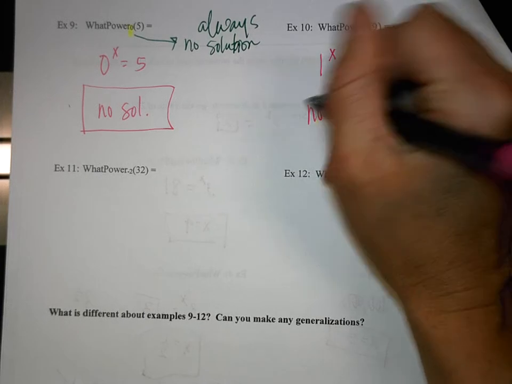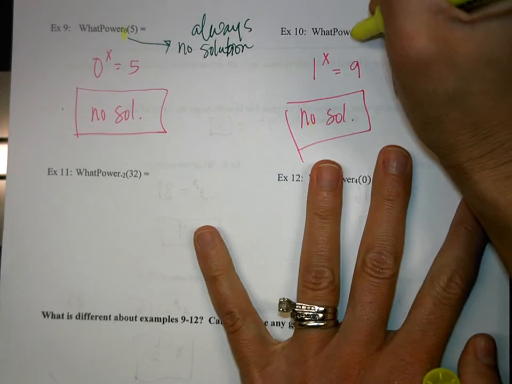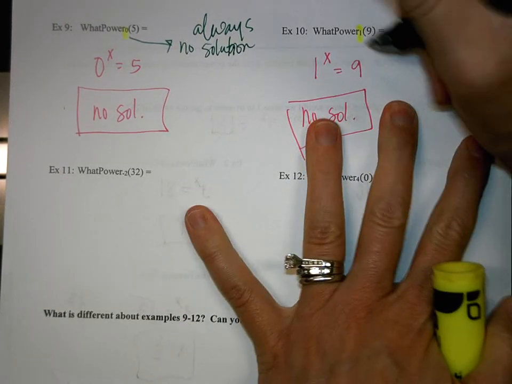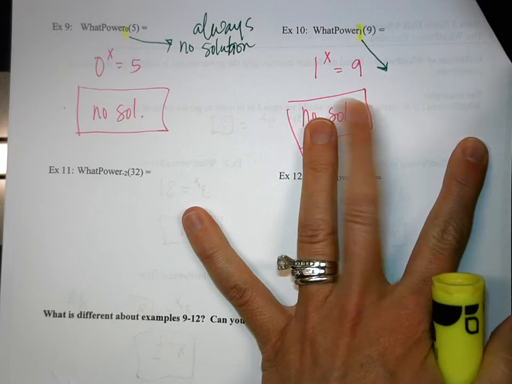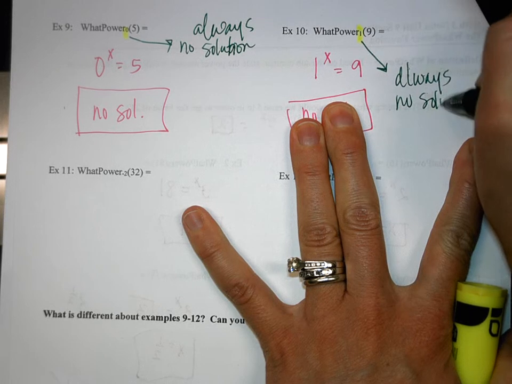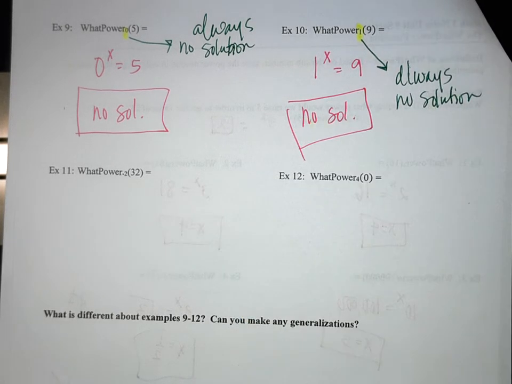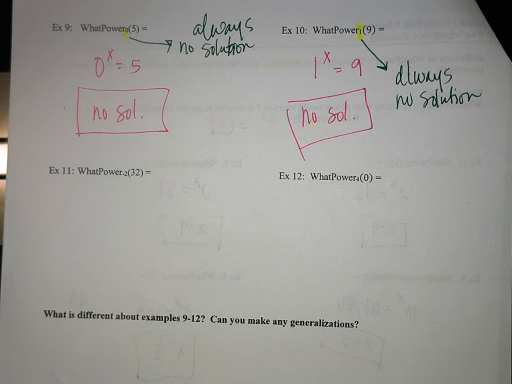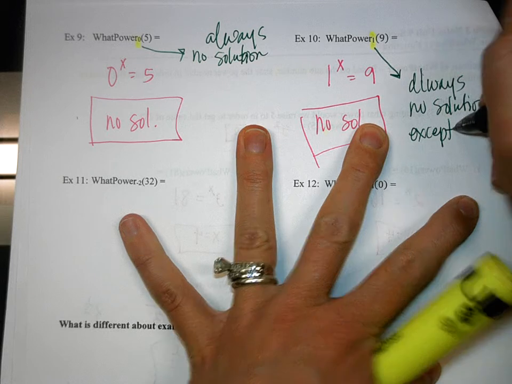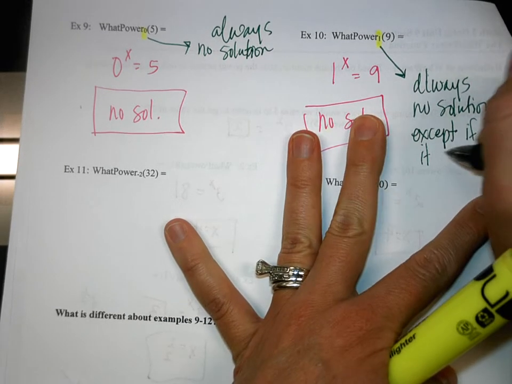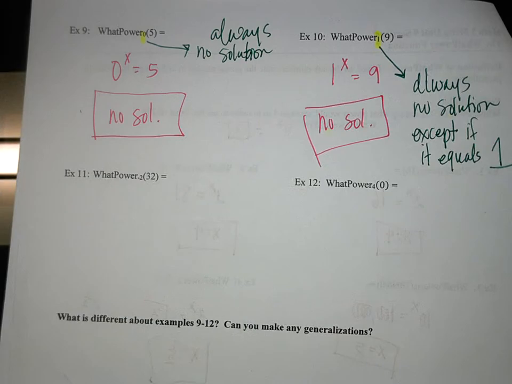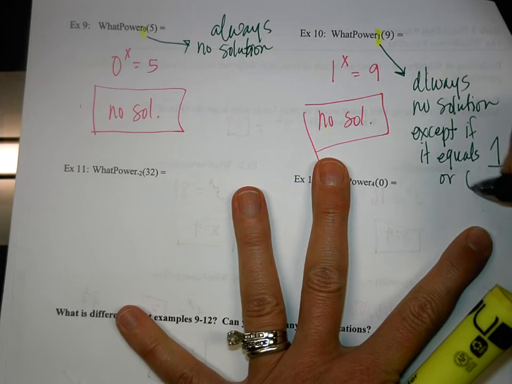And could we make another generalization about this? Very good, which means that when you have a 1 in that spot, it will always be no solution. What if it's 1? Good job, except if it equals 1. Or 0.